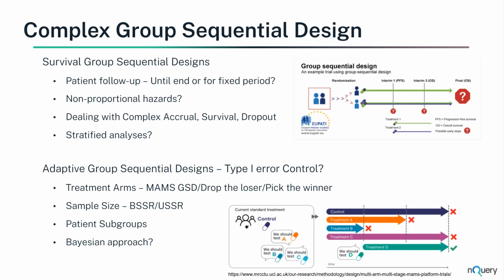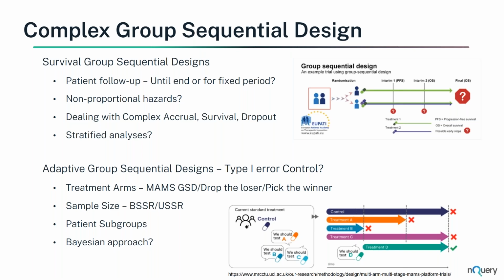Then you have dealing with your accrual, survival, and dropout rates again. Unlike the 2means GSD, it's a lot more difficult to predict exactly when your analysis is going to occur due to just the uncertainty around expected survivability. So when you add complex accrual and dropout rates, you make this process a lot harder to predict. And so it makes it extremely difficult to plan effectively when your analyses are going to be performed. This can put a lot of pressure on your trial, whether it be logistically or financially. So as you can see, there's a lot more to be considered when using group sequential design with survival analysis.